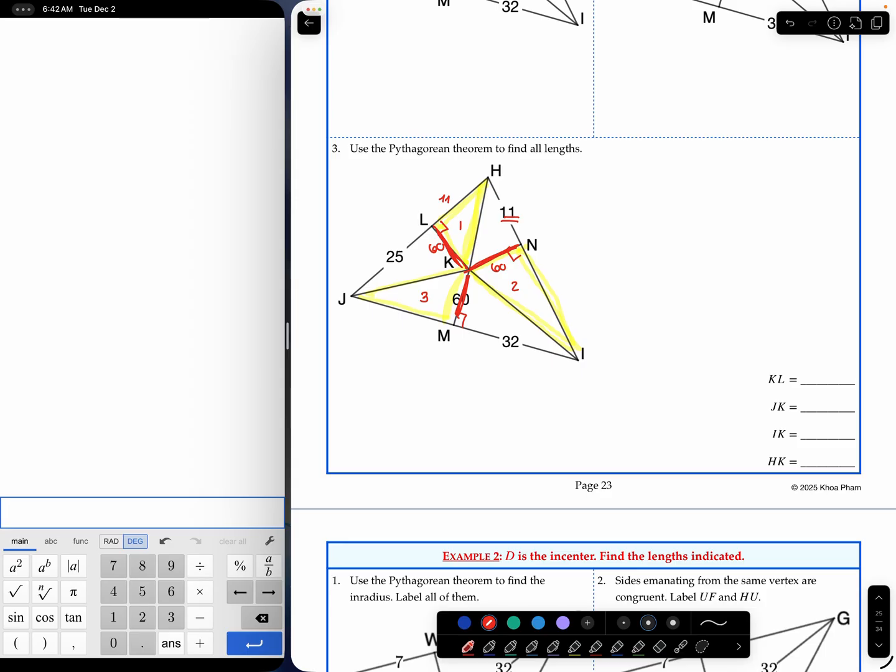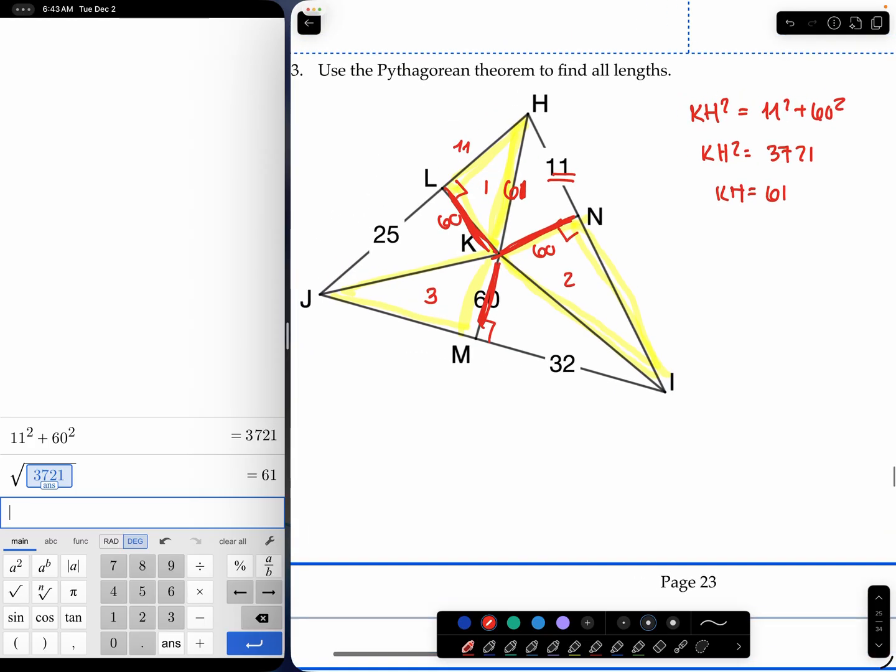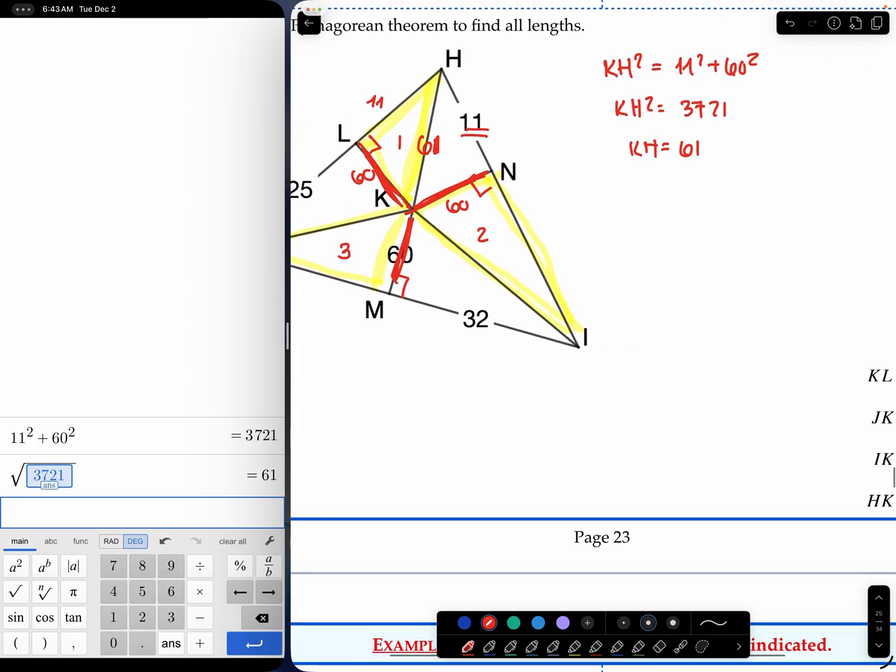So we have KH squared equals 11 squared plus 60 squared. We're going to square root that answer, 61. So we found this one right here, and we've solved that pair of triangles. Cool. Move on to triangle number 2.